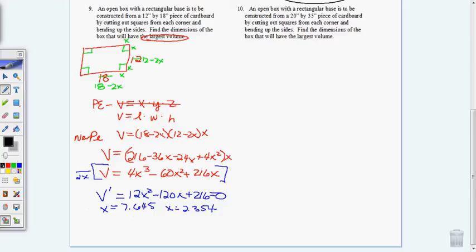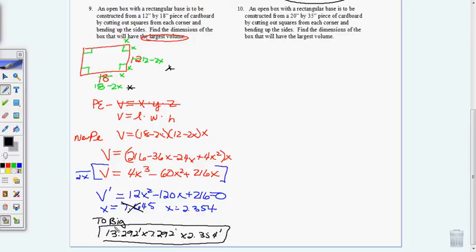I was going to say this 7 I can't use because it's too big. So it does not sub back in to this up here and this up here and make numbers. Sub that back in and your final answers should be 13.292 feet by 7.292 feet by 2.354 feet. That is how you get that final answer.